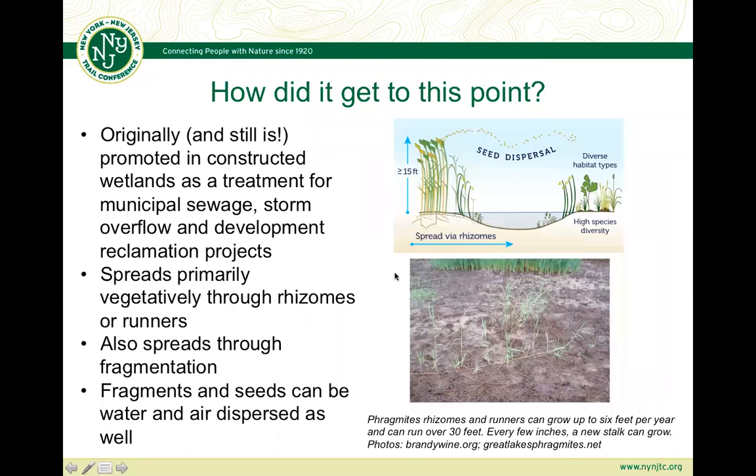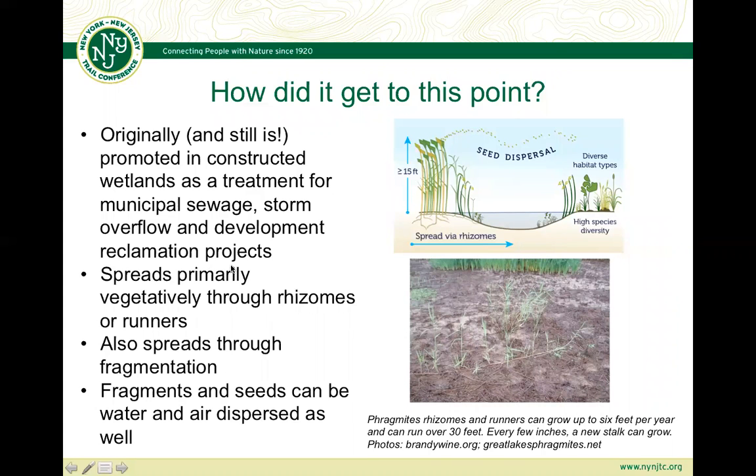So the question is, how did it get to this point? How did it get so bad? Well, it originally and still is promoted in constructed wetlands as treatment for municipal sewage, for storm overflow containment, and development reclamation projects. So in other words, it was purposefully spread and planted in multiple areas by humans. The problem is that it is a prolific reproducer and has multiple different mechanisms for spreading into other natural areas.